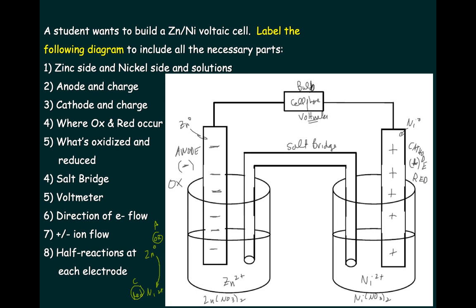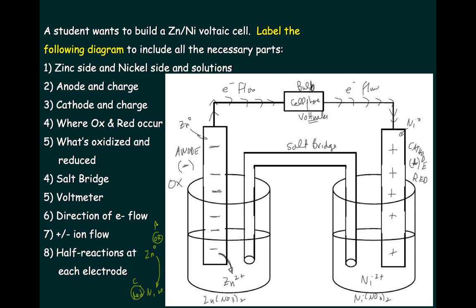My direction of electron flow is going to be out of the anode, always in this direction. So my electron flow is this way. That's my e- flow. Awesome. Okay, my salt bridge, my direction of ion flow. Well, if you have positive ions being generated here, right? So again, we're getting zinc to zinc 2 plus.